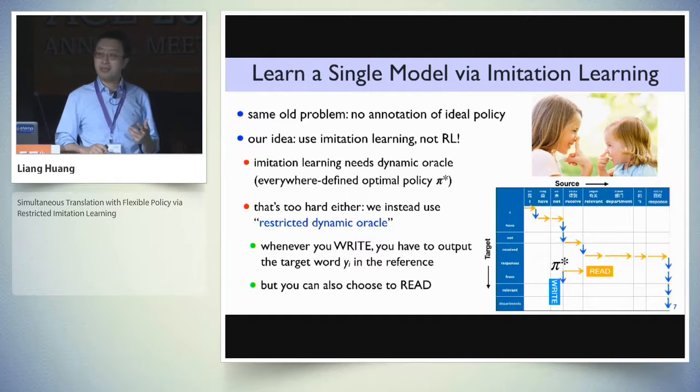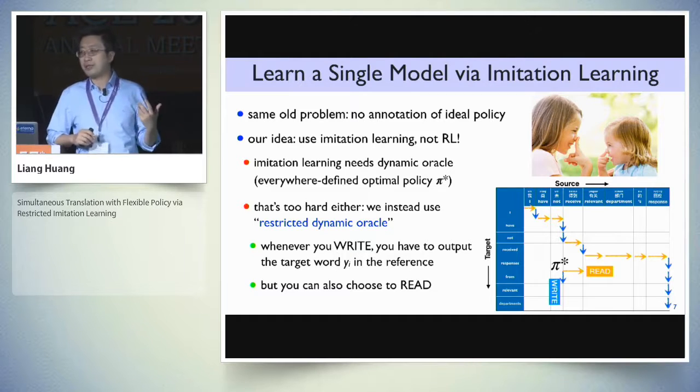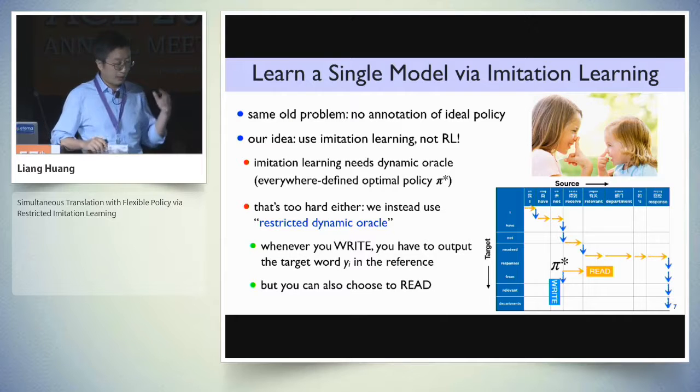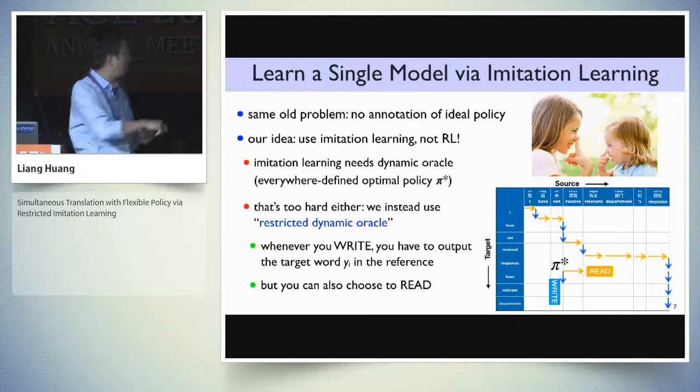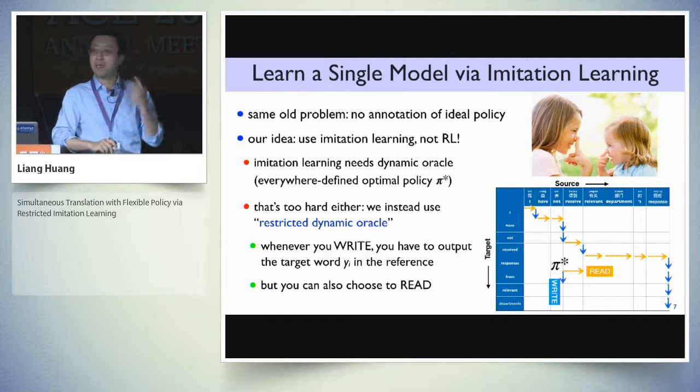But that's too hard, because if you commit or output a word that is not in the reference translation, you are off trajectory, and we don't know how to recover from that. That's a very hard task. So nobody knows how to do that yet. So we just have a restricted dynamic oracle where if you want to write, you have to write the correct reference translation word at this current position. But if you want to read, you can also choose to read. That means you can always choose to go to the right to wait for more source words. But if you ever want to output any target word, you have to do it correctly.